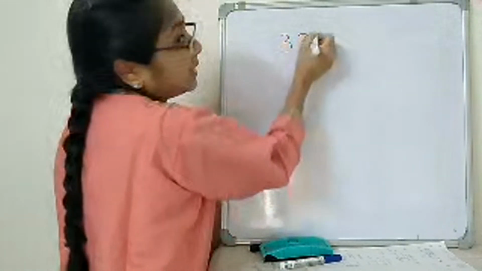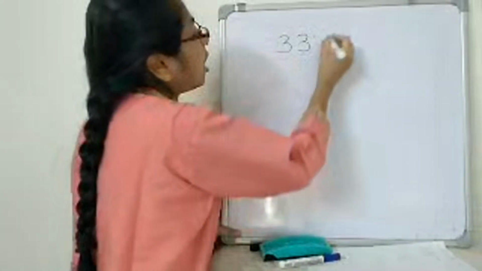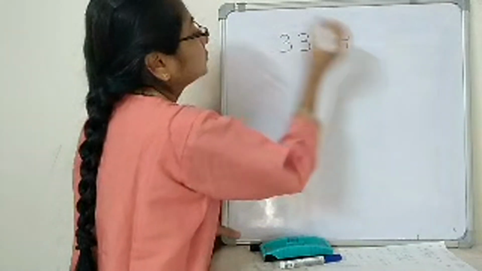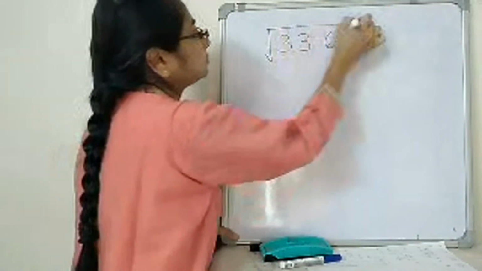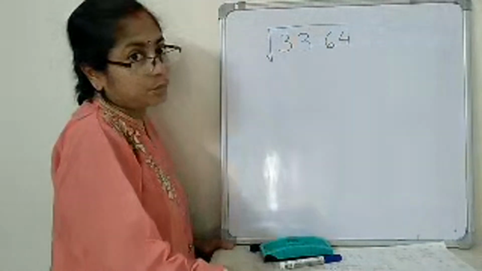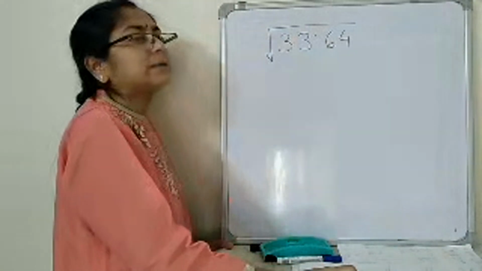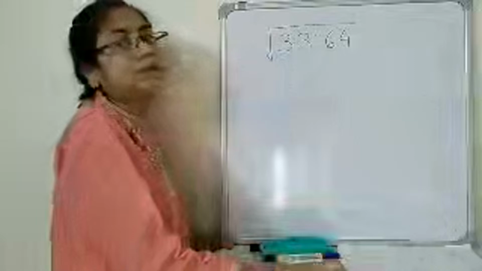Everybody please do it alone. After that you should check my math. 3.64. Make it a square root. Okay? I should follow the first method. The second method you can do, but I want you to learn the first method.